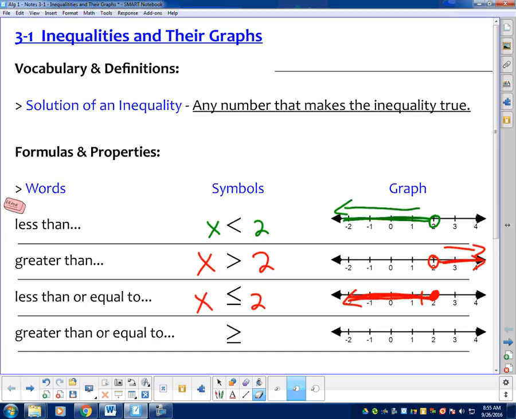Greater than or equal to, so if I said x is greater than or equal to 2, I would have a closed dot at 2 and be shading to the right. So those are the 4 inequality symbols, and a solution to an inequality is any number that makes the inequality true. So what we're showing on these graphs is that there is an infinite number of values that could make any of these inequalities true. It's not just one number.